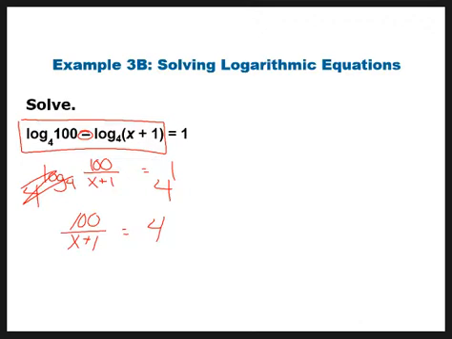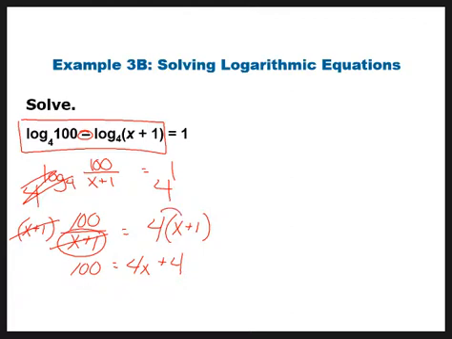Now to solve for this, and this might be a little bit more of a lengthy process, I have to get it out of the denominator. So I'm actually going to multiply both sides times x plus 1. That'll cancel it off over here and move it to the other side. So I end up with 100 equal to 4x plus 4 after I distribute. Now I want to subtract my constant. I'm going to move it over to the right. So essentially I end up with 96 equals 4x.